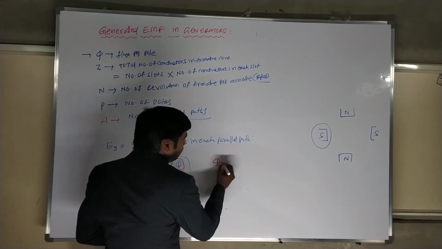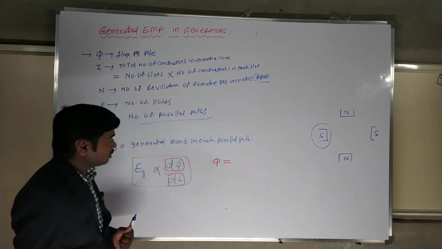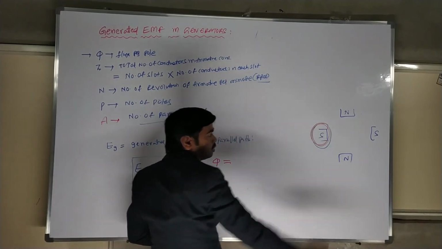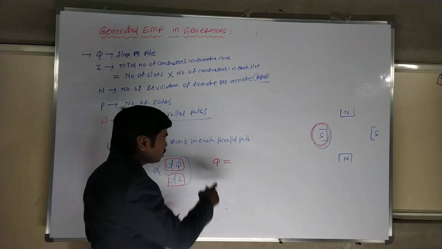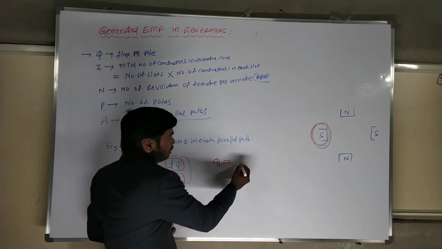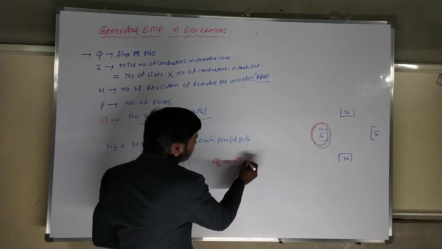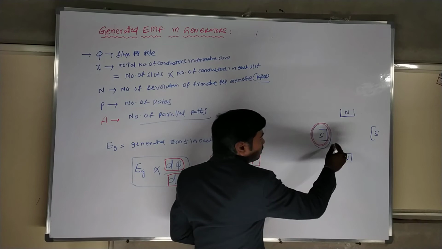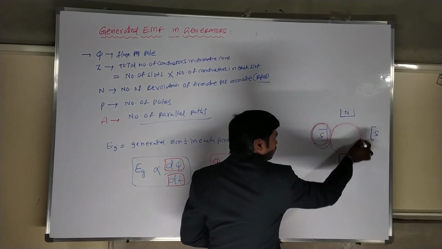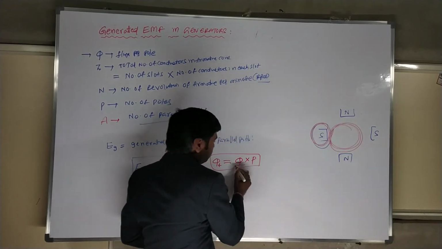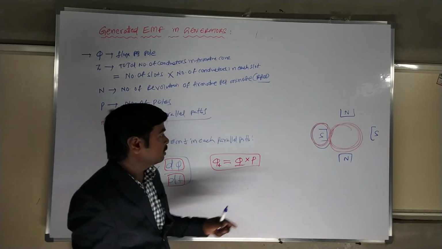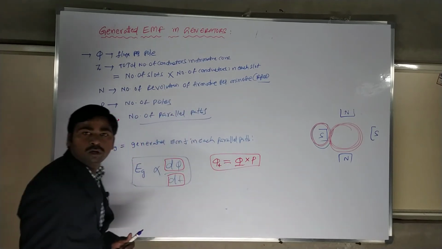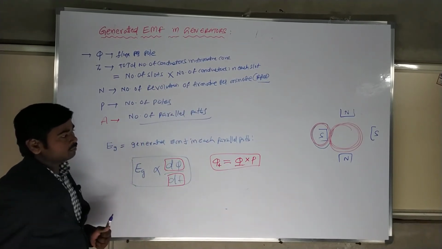The total flux is the flux per pole multiplied by the number of poles. We can keep one conductor, and that conductor will be rotating through all poles. So the total flux means each pole's flux multiplied by the number of poles. Am I clear? So phi t is equal to phi p into P.